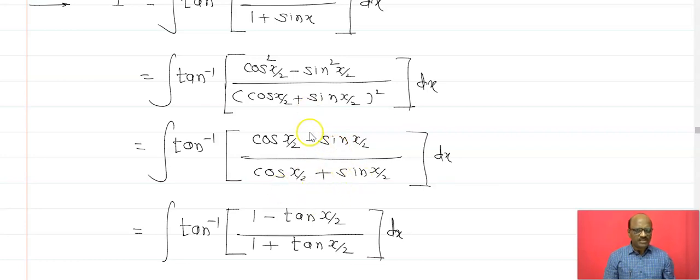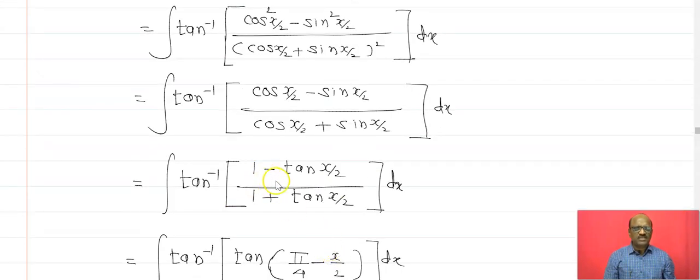Now divide numerator and the denominator by cos of x by 2. Then you will get 1 minus sin of x by 2 upon cos of x by 2, that is tan of x by 2, 1 minus tan of x by 2 upon, again cos of x by 2, we will divide through the denominator also, you will get 1 plus tan of x by 2. Now see this here, 1 minus tan of x by 2 upon 1 plus tan of x by 2.